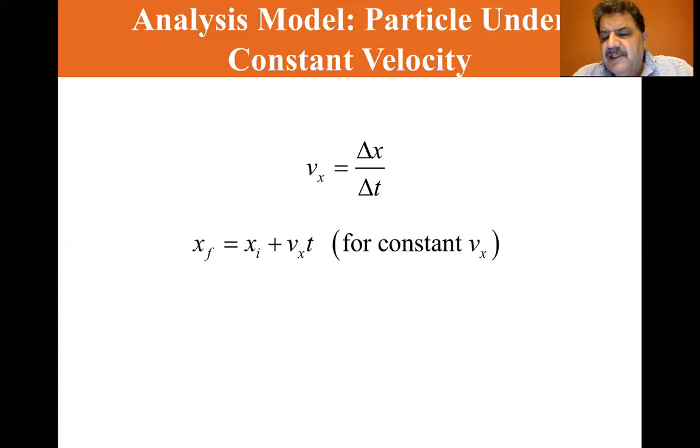Whenever an analysis model is a particle under constant velocity, you can immediately use these equations. Vx equals delta x over delta t, and x final equals x initial plus Vx times t for constant Vx. This is not going to work for constant acceleration. We'll get to those later.